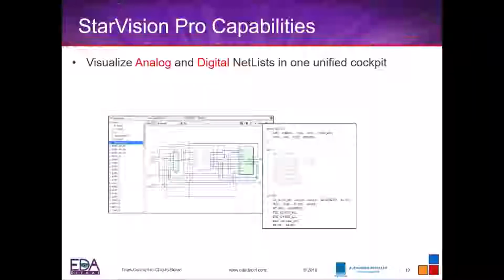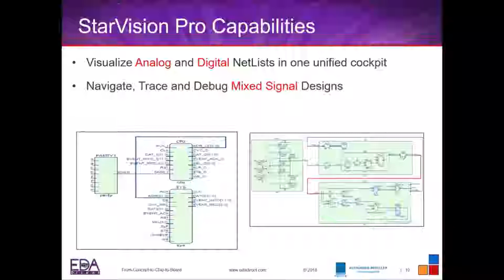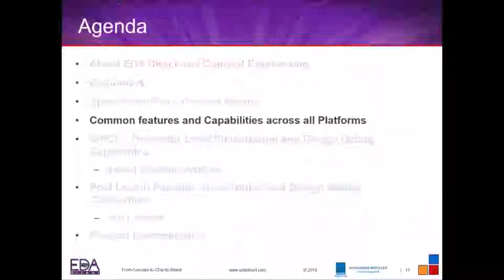So let's talk about some of the capabilities. The tool reads in netlists of various formats, and it visualizes a schematic, generates a schematic. We also have the ability to navigate, trace, and debug. You can double click on a module and it opens up just like peeling an onion, and you can actually get to the leaf cells of the components.